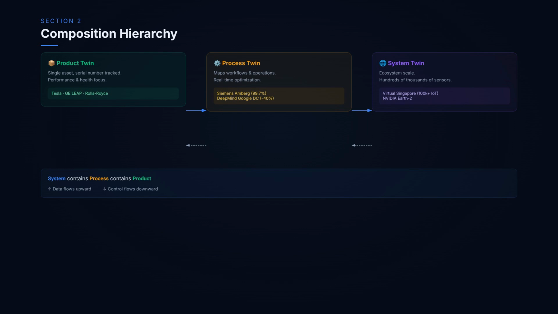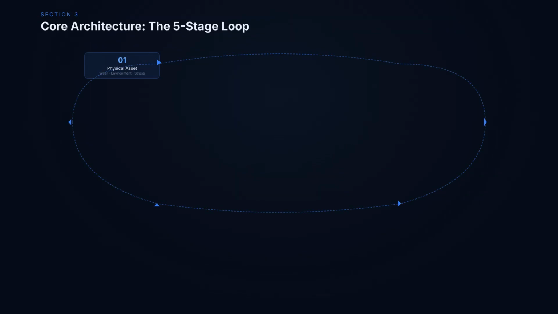Here's the hierarchy. A system twin contains process twins, which contain product twins. Data flows upward. Control flows downward. You don't just build one twin. You build a hierarchy. Now here's where the engineering actually happens. You need a 5-stage loop. Stage 1 is the physical asset. Wear, environment, stress. Stage 2 is sensors and connectivity.